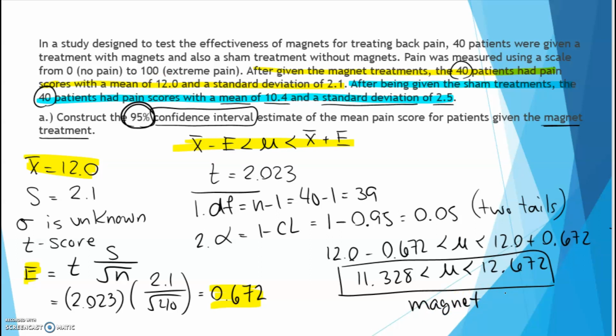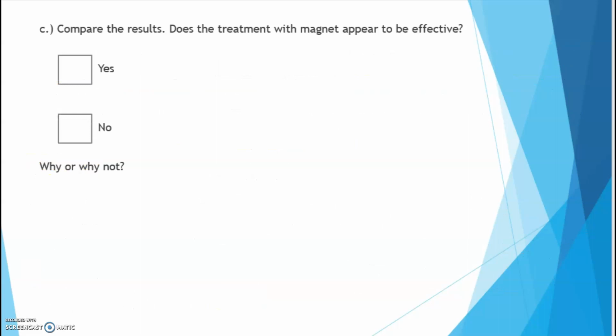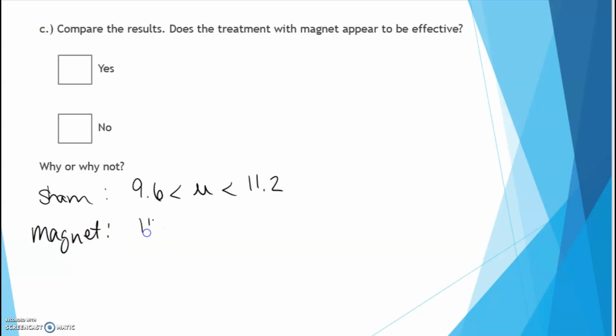Okay. The last question is, compare the results. Does the treatment with magnets appear to be effective? Okay, so if we compare them, sham treatment we had a confidence interval of 9.6 less than mu less than 11.2. For the magnets, we had a confidence interval of 11.328 less than mu less than 12.672.